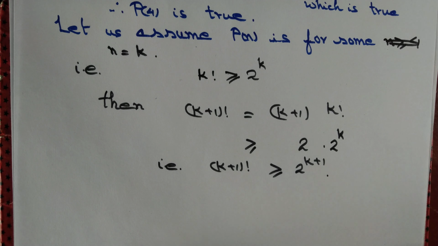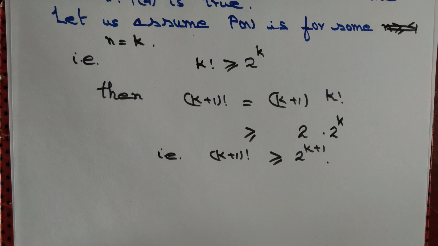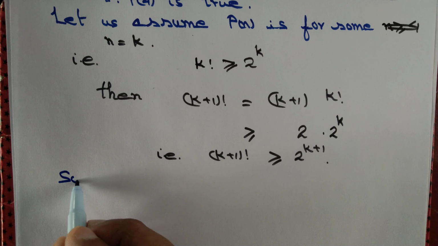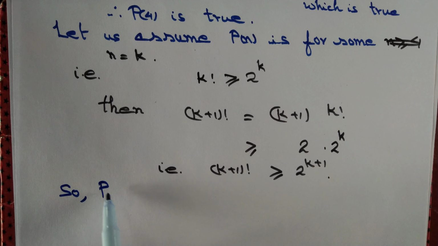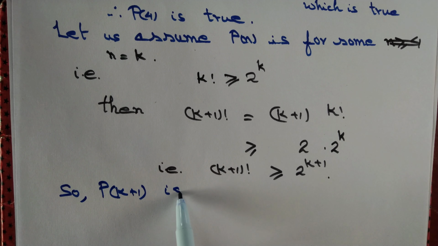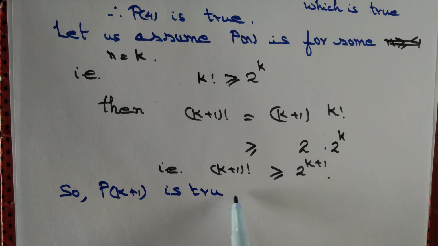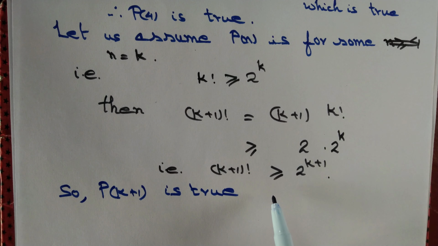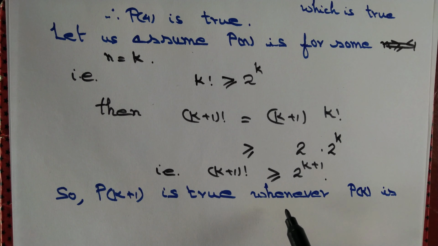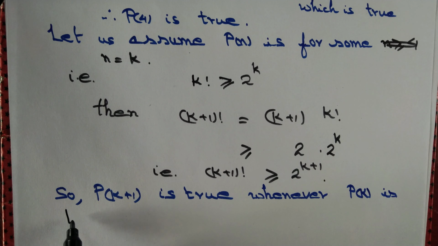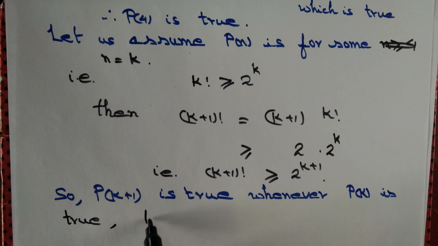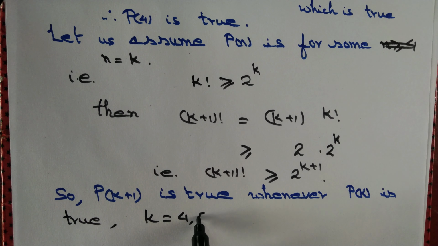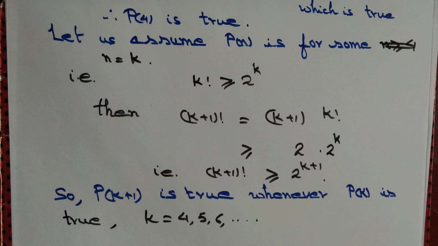So what do we get? We get some kind of cycle. So P(k+1) is true whenever P(k) is true. Of course there k has to be 4 or 5 or 6 and so on.